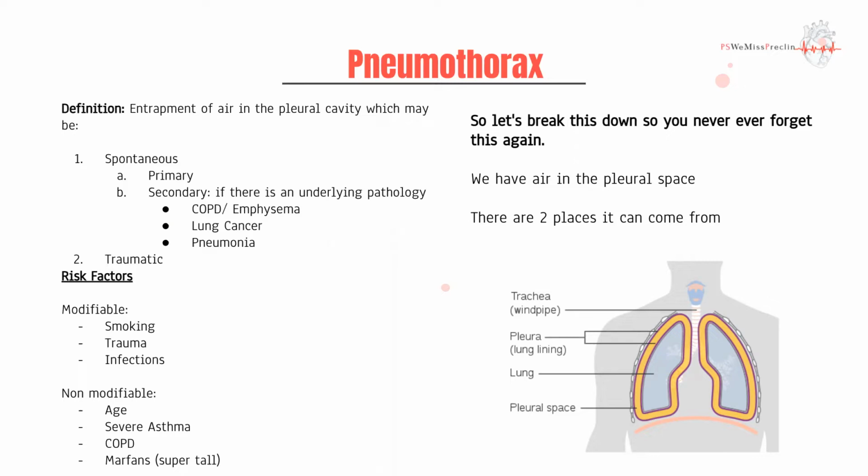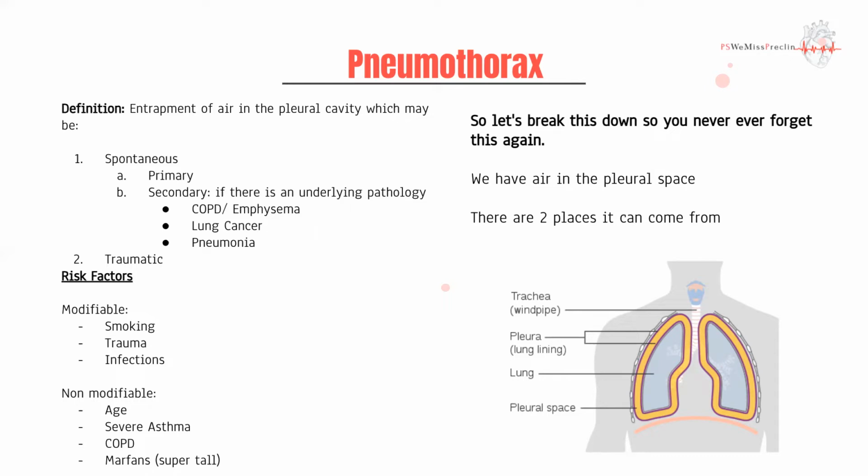So risk factors, modifiable risk factors, as you might have guessed, smoking is a risk factor for pretty much every respiratory condition under the sun. Trauma, as you can imagine, as well as infections. Now, infections is an interesting one. So you ask yourself, well, why do infections put you at a higher risk of that? We'll talk about that as well. And then non-modifiable: old age, severe asthma, COPD, as well as Marfan syndrome. So let's break down what's happening, and then we'll go back to these risk factors and talk about why each one of them is a risk factor on a microscopic level.